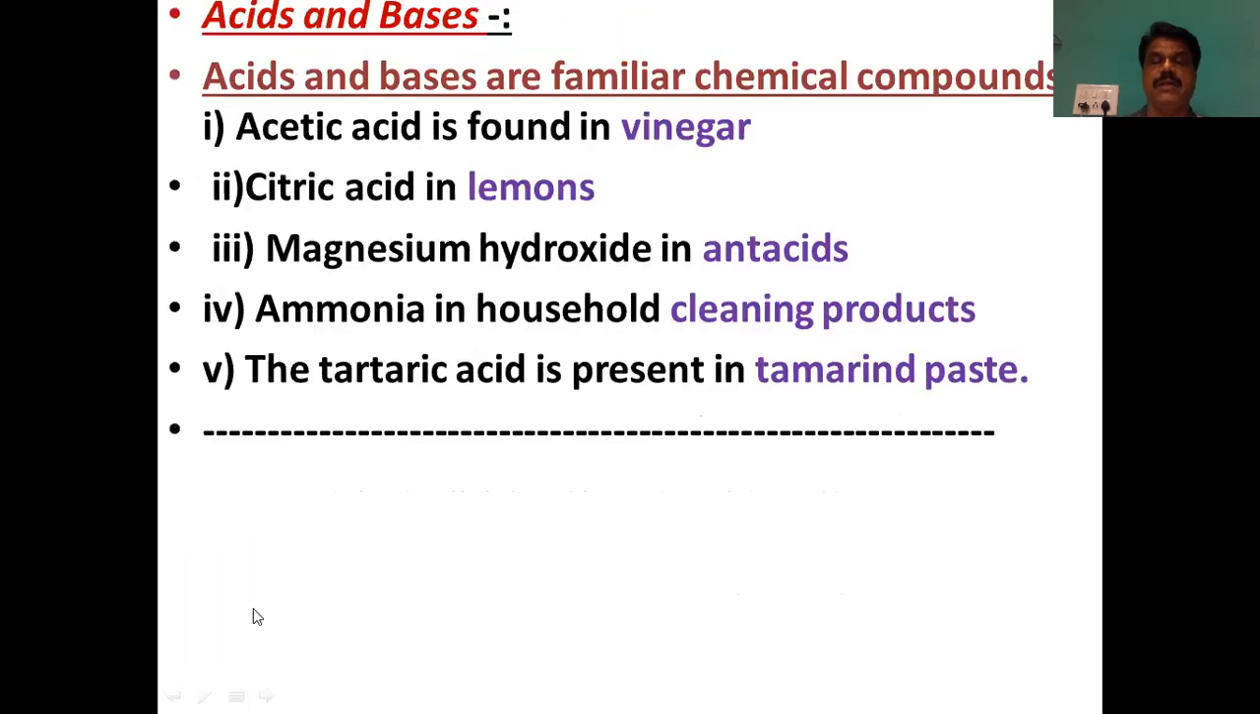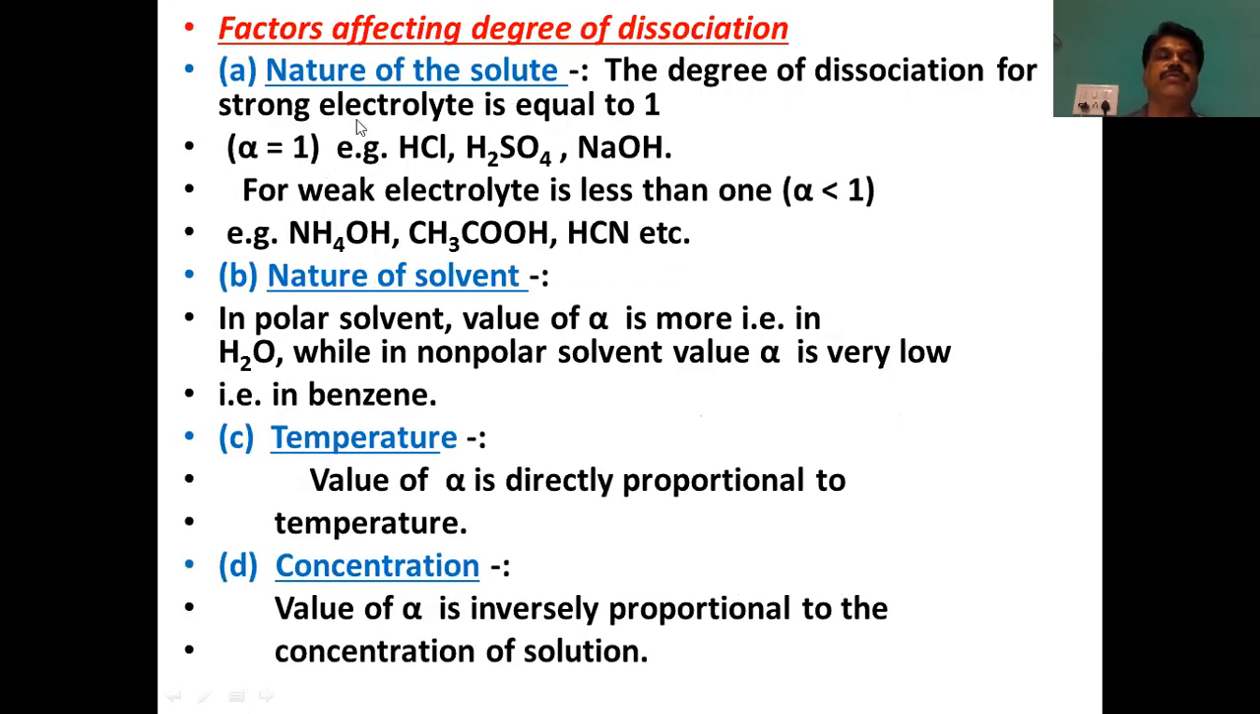Then next, the factors affecting degree of dissociation. What are those factors? The first factor is nature of solute, second is nature of solvent, third is temperature, and fourth is concentration. Regarding the nature of solute, the degree of dissociation for a strong electrolyte is equal to 1. Strong electrolytes are HCl, H2SO4 and NaOH, and that of a weak electrolyte is less than 1, that is, alpha is less than 1.